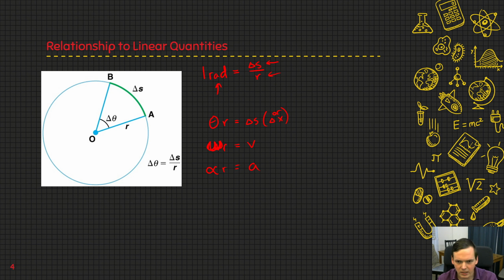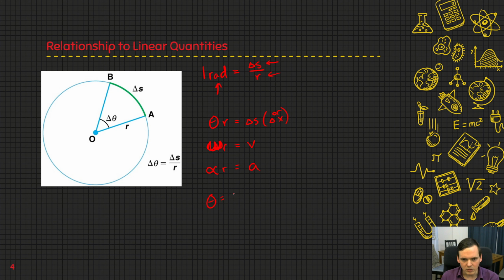Let me just double check those because my brain is feeling a bit fried at the moment, so I'm pulling up my notes to make sure those relationships are correct. Yes. So position is equal to theta times r, linear velocity is equal to omega times r, and linear acceleration is equal to r times alpha. You can also reverse these around if you wish.